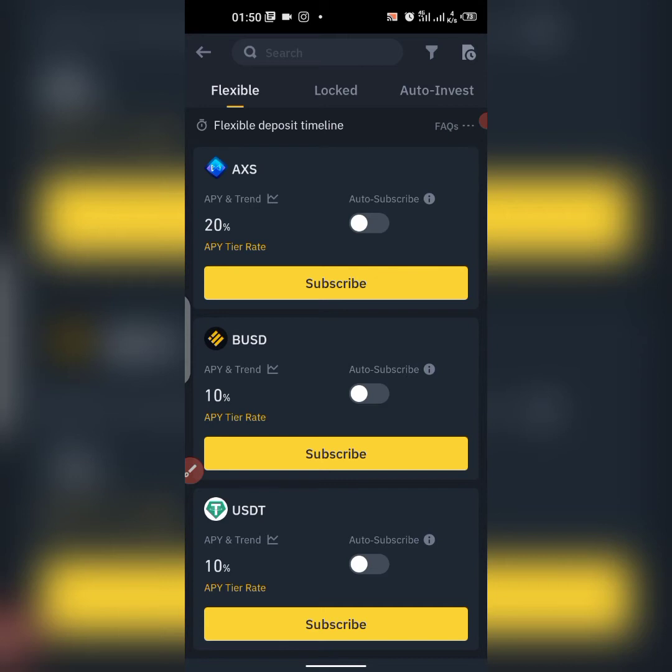Okay. So how can you earn the highest profits with any amount of money? The higher the percentage, the higher your profits. Okay. So subscribing to the AXS, which is giving you 20% APY tier rate, you probably make a higher profit than subscribing to the BUSD. Okay, so let's go ahead and do the calculation using the AXS.